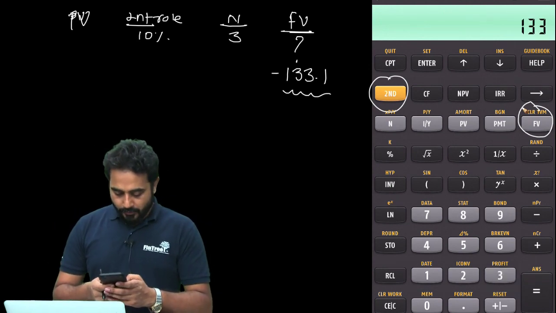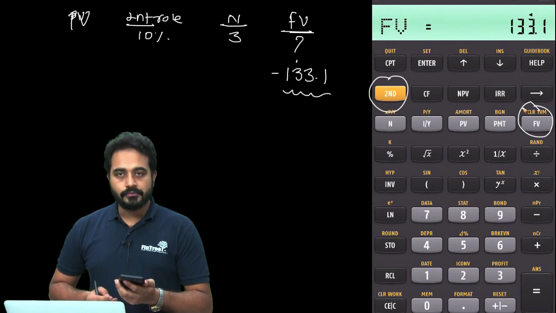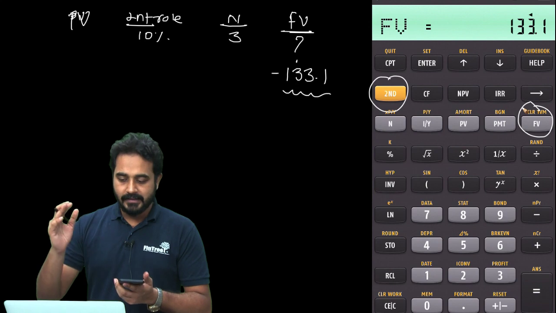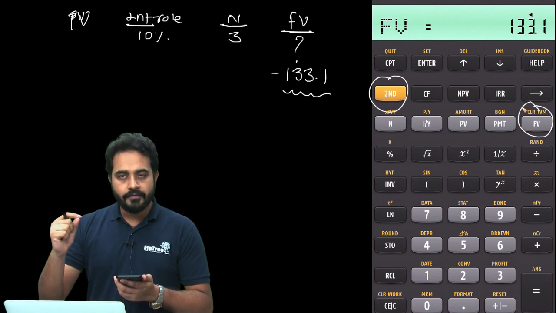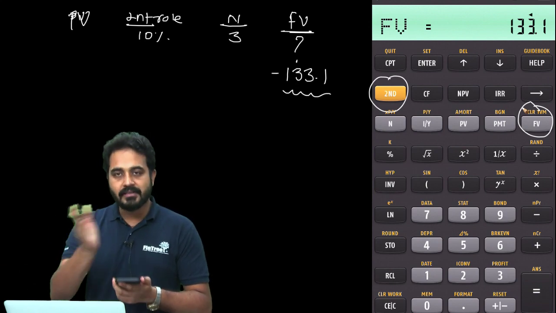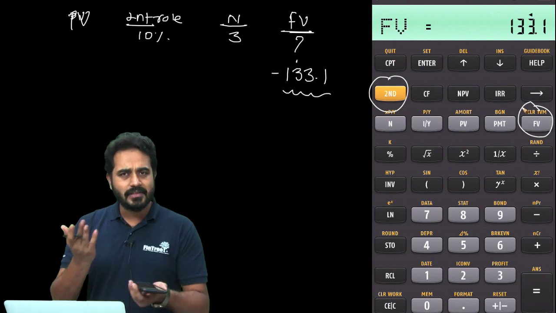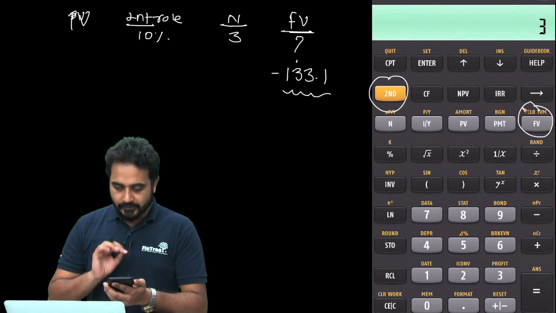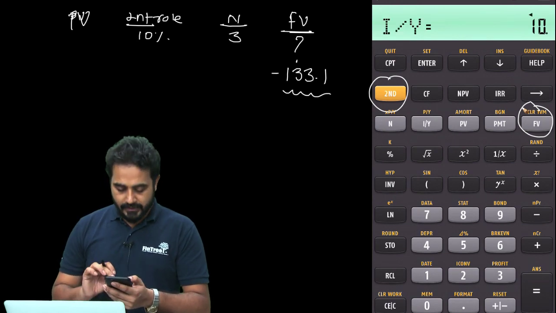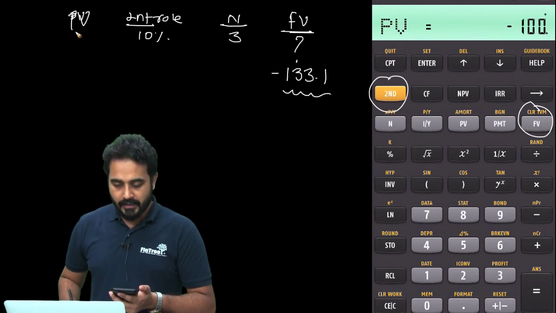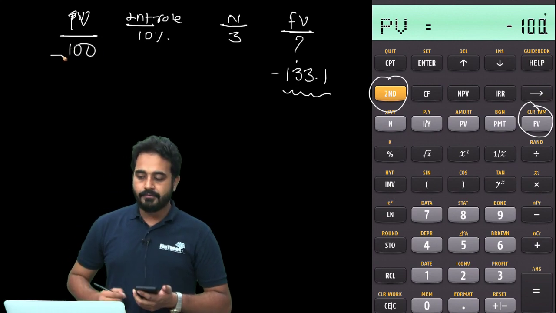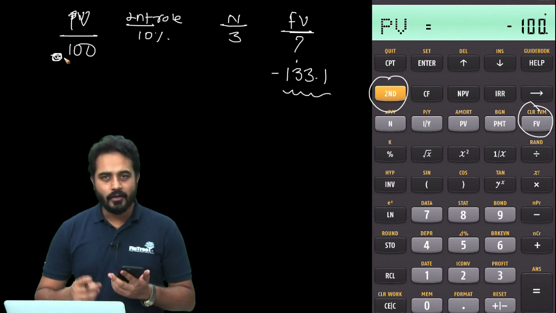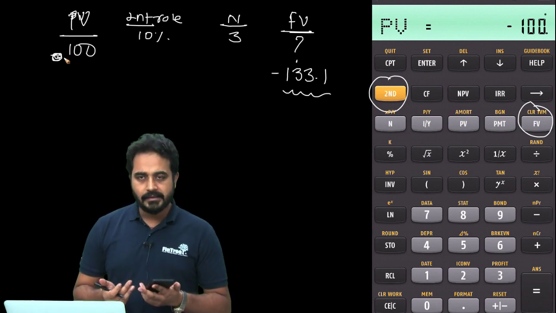So 133.1 future value. Observe, I did not enter this as a negative number, it's not necessary. If I've entered future value as a positive number, my present value will come out negative. The signs are just going to be opposite. So 133.1 future value, 3 is N, 10 is IY, compute present value, and it will give you present value as negative 100. But we know that it is just 100. The calculator inverts the signs for us.